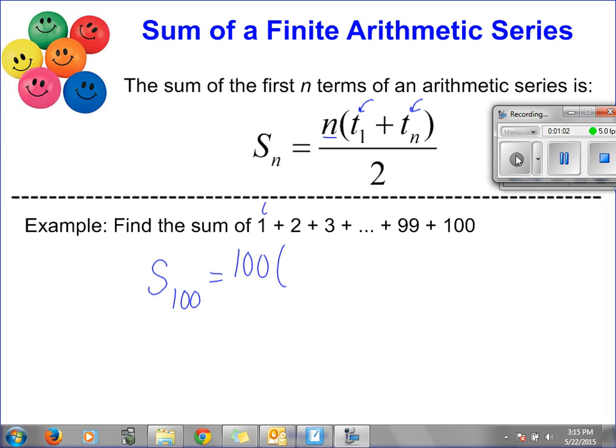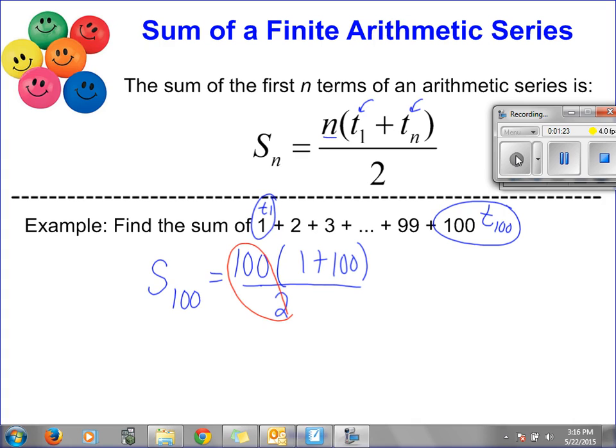Our first term, t sub 1, will be 1. Our last term, t sub 100, would be 100. So we'd be looking at taking 1 plus 100 and then dividing that all by 2. Now, you may say that this doesn't quite look like what we did on the previous example, but it's pretty close. If we look at 100 divided by 2, you're going to get the 50. And then 1 plus 100 is going to give you that 101.